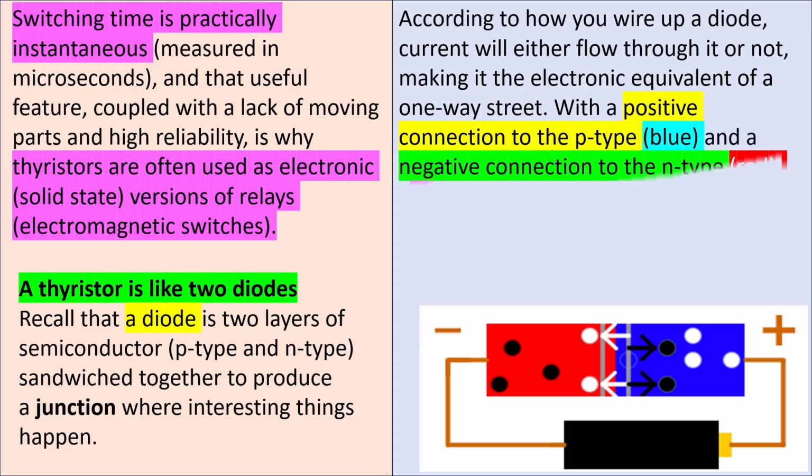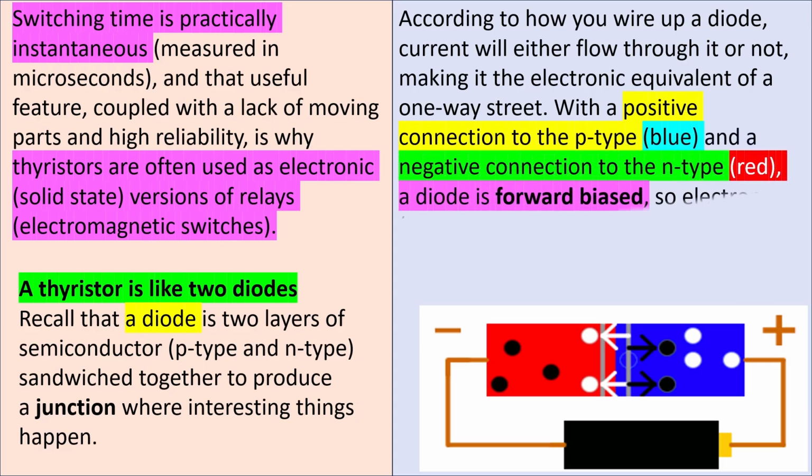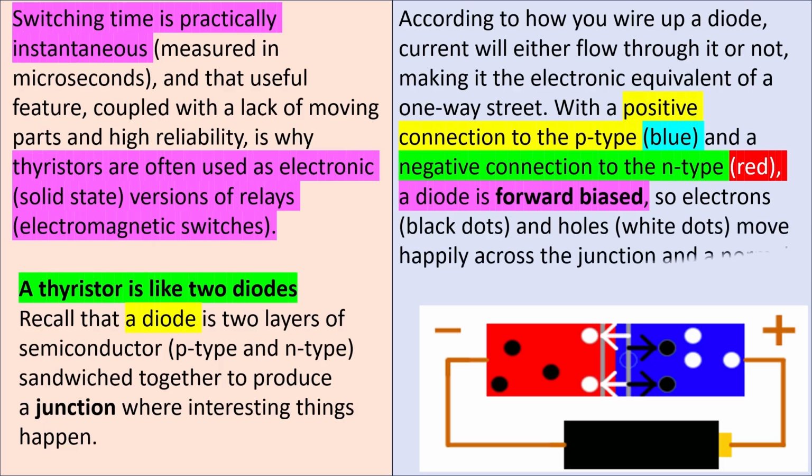With a positive connection to the P-type, blue, and a negative connection to the N-type, red, a diode is forward biased, so electrons, black dots, and holes, white dots, move happily across the junction and a normal current flows.